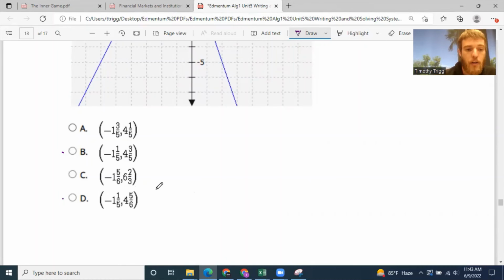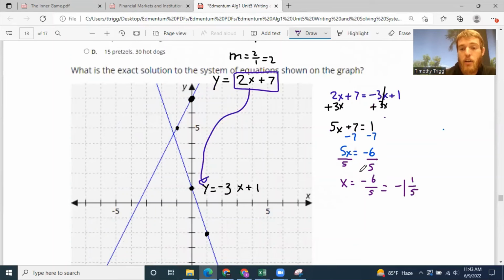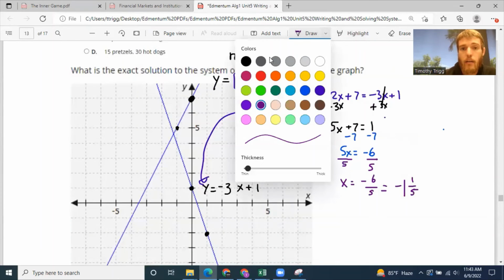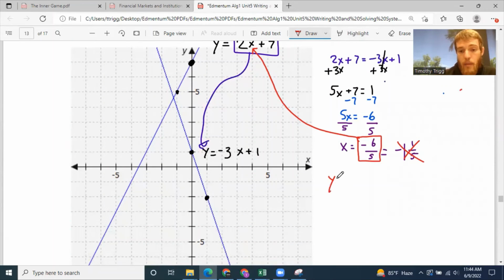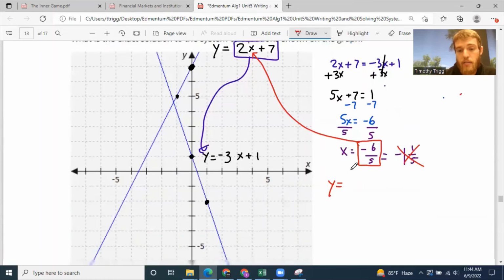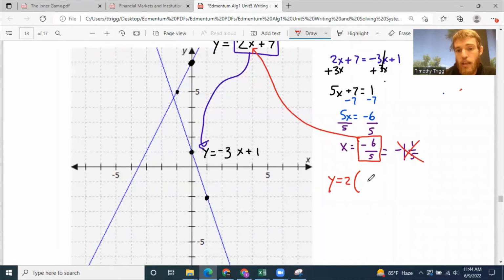We just need to figure out the y value here. So how do we do that? Well, now that I know my x value, I'm just going to take the improper fraction because I don't like mixed numbers, and I'm going to replace it into one of my original equations. I'm just going to replace it into this one here. So now let's rewrite this equation, but instead of x, I'm going to write negative 6/5. So that's going to be y equals, see how it says 2 times x? That's going to be 2 times negative 6/5, and then plus 7.